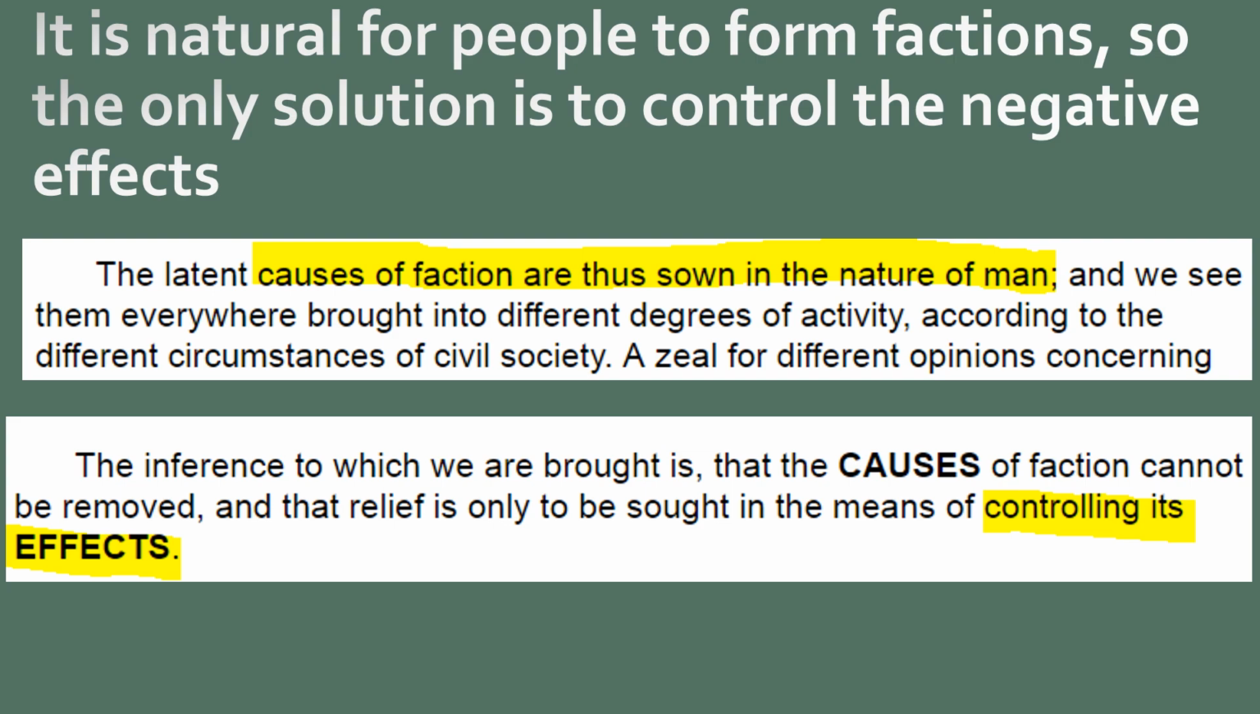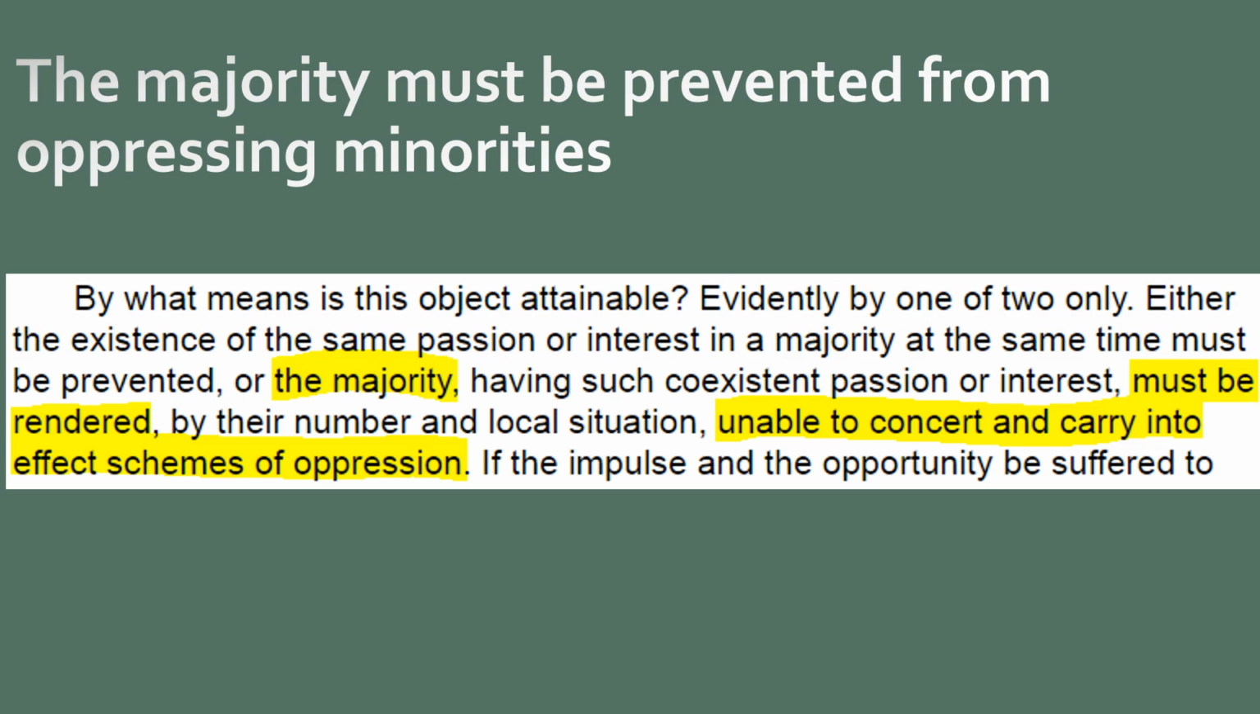He says the causes cannot be removed, and the only relief is to be sought in the means of controlling its effects. So it's natural that we'll form factions. We'll group with people who are similar to us, people who have similar opinions, same job, same education, people who live near us geographically. We will naturally form groups, and that's okay. But that means we can't get rid of factions, so we're going to have to control the negative effects instead of actually preventing them.